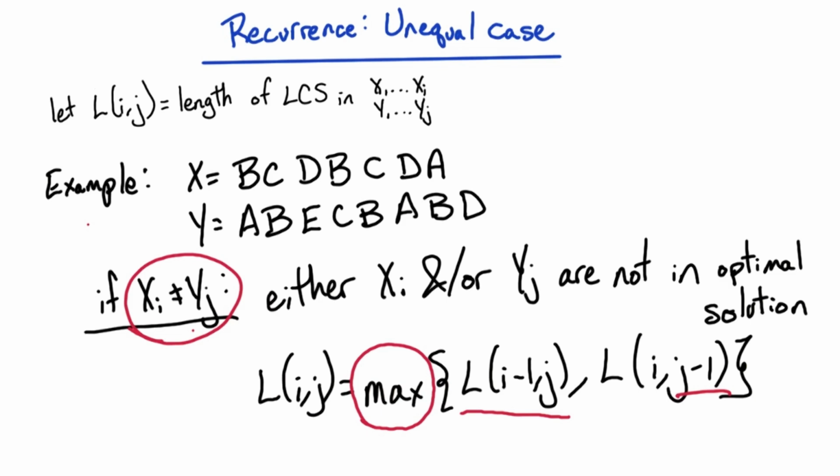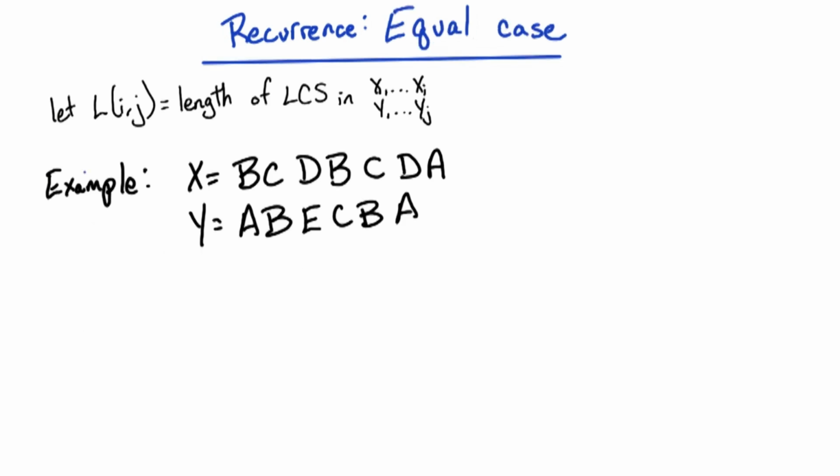Now let's do the case where xi equals yj. So for our new subproblem definition, we've defined the recurrence for the case when the last characters of the two prefixes are different. Now let's look at the case where the last characters of the two prefixes are the same. So I've modified our example so that this is the case. Here they both end in a. We're looking now at the case where xi equals yj, so the last characters of the two prefixes are the same. And now in this case, there are three possibilities to consider.